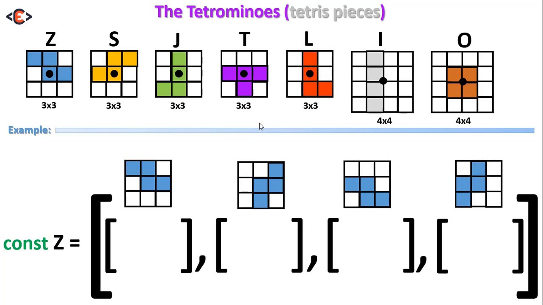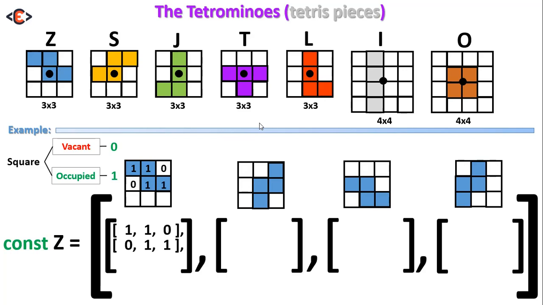Now you must know that if a square is vacant, we give the value 0. If it's occupied, we give the value 1. Here's an example for the first pattern. This one is occupied, so we give it 1. This one 2, and this one is vacant, we give it 0. So the first value of the first array will be something like this, 1, 1, 0. Then for the second row, we have 0, 1, 1. For the third row, 0, 0, 0. And the same thing for the other patterns.